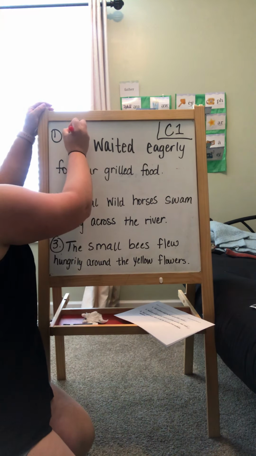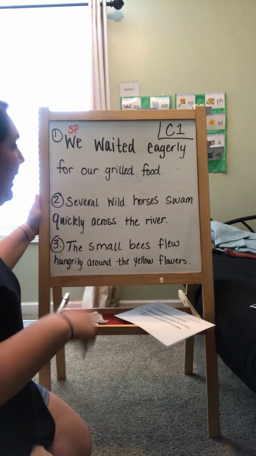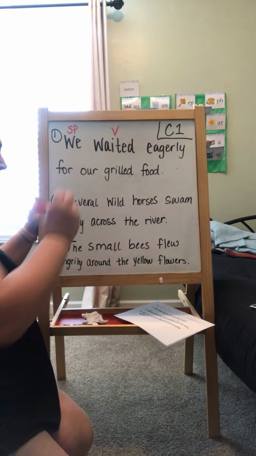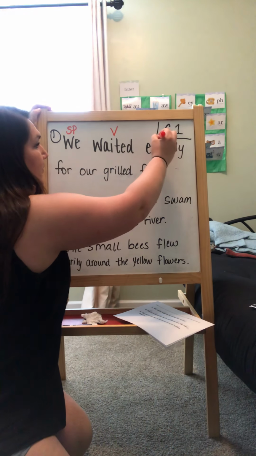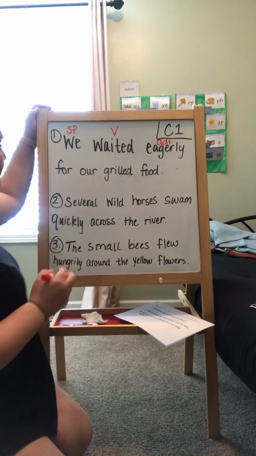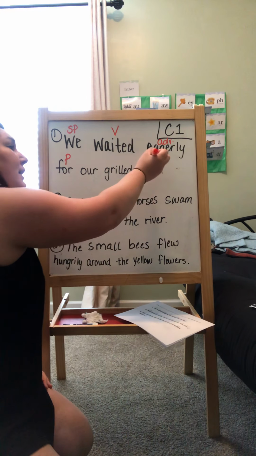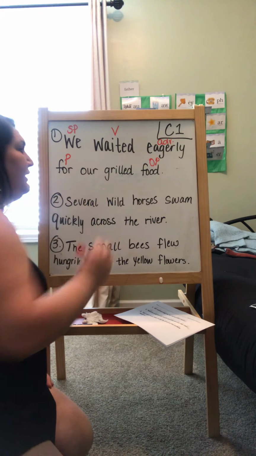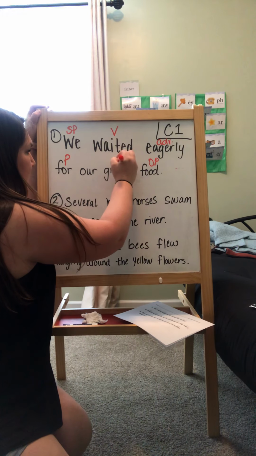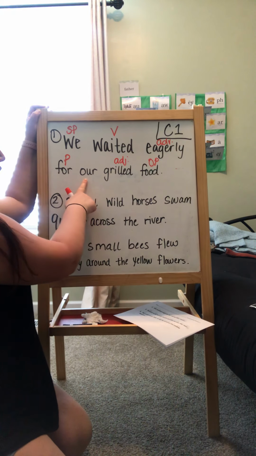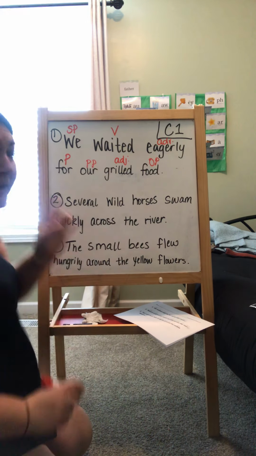We. Subject, pronoun. What is being said about we? We waited, verb. Waited how? Eagerly, adverb. For, preposition. For what? Food. Object of the preposition. What kind of food? Grilled. Adjective. Then we say, whose food? Ours. Possessive pronoun.